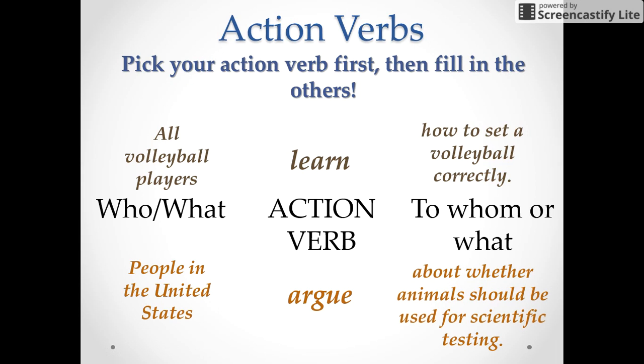Here's another one. People in the United States argue about whether animals should be used for scientific testing. Again, what is the action being performed? Who or what is doing it? And to whom or what is being done?